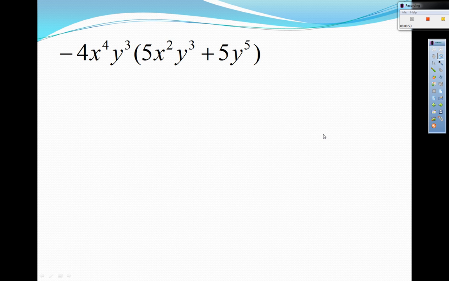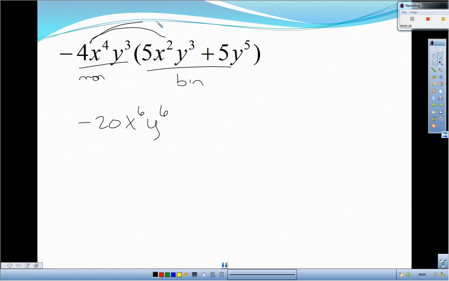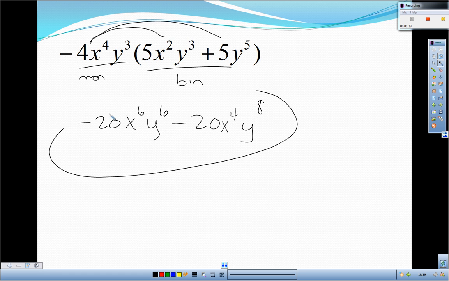Alright, let's take it up a notch, and let's say you have a monomial, because it's one term, times a binomial. We're still going to distribute, so we're going to distribute negative 4 x to the fourth y to the third times 5 x squared y to the third. Well, whenever you're multiplying, you always add your exponents. So negative 4 times 5 is negative 20. x to the 4 plus 2 will be 6. y to the 3 plus 3 will be 6. And then distribute negative 4 times positive 5 again. So negative 20 x to the fourth, y to the 3 plus 5 will be 8. So there is my answer for that one.